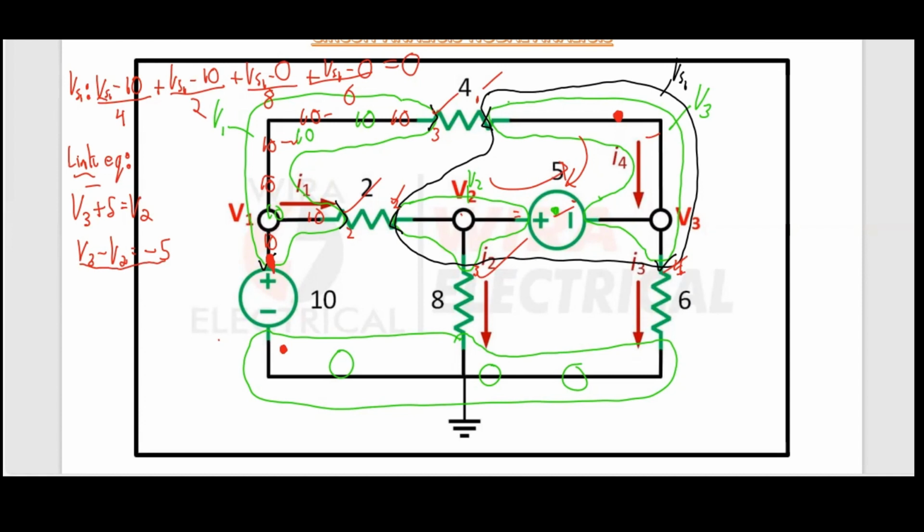And the node will almost always be positive. So you're not going to start with minus V2 minus 5. No, it'll be V2 minus 5. But the polarity for the battery is going from a plus to a minus, and that will equal the node after it, which is V3.